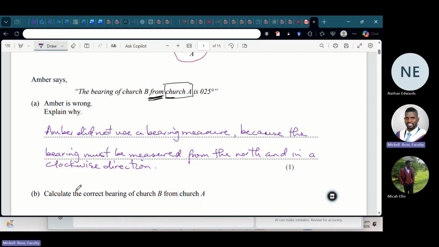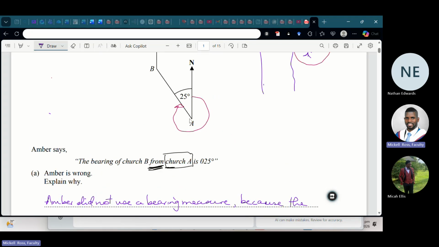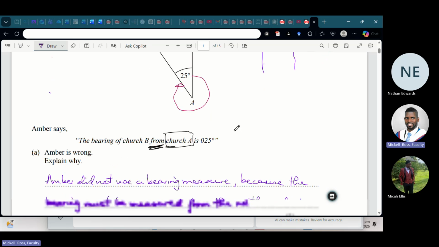Right? Calculate the correct bearing of church B from church A. Now, think about this. If you're at A and you make one full turn, what angle is formed when you make one full turn? When you make one full spin, you spin around, what angle is formed? Anybody can answer me. You spin around, you make one revolution. What angle is formed when you spin around, make one full turn? Come on, guys, help me out now.